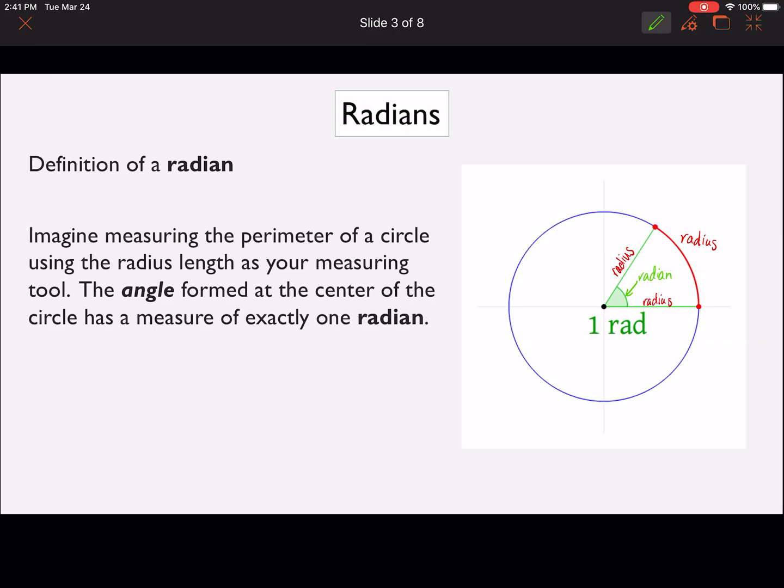Oops, sorry, I just said that backwards. A radian is the interior angle in the center of the circle when the arc length is exactly 1 radius. Those words are really, really similar, and I'm going to say them backwards. Apologies.